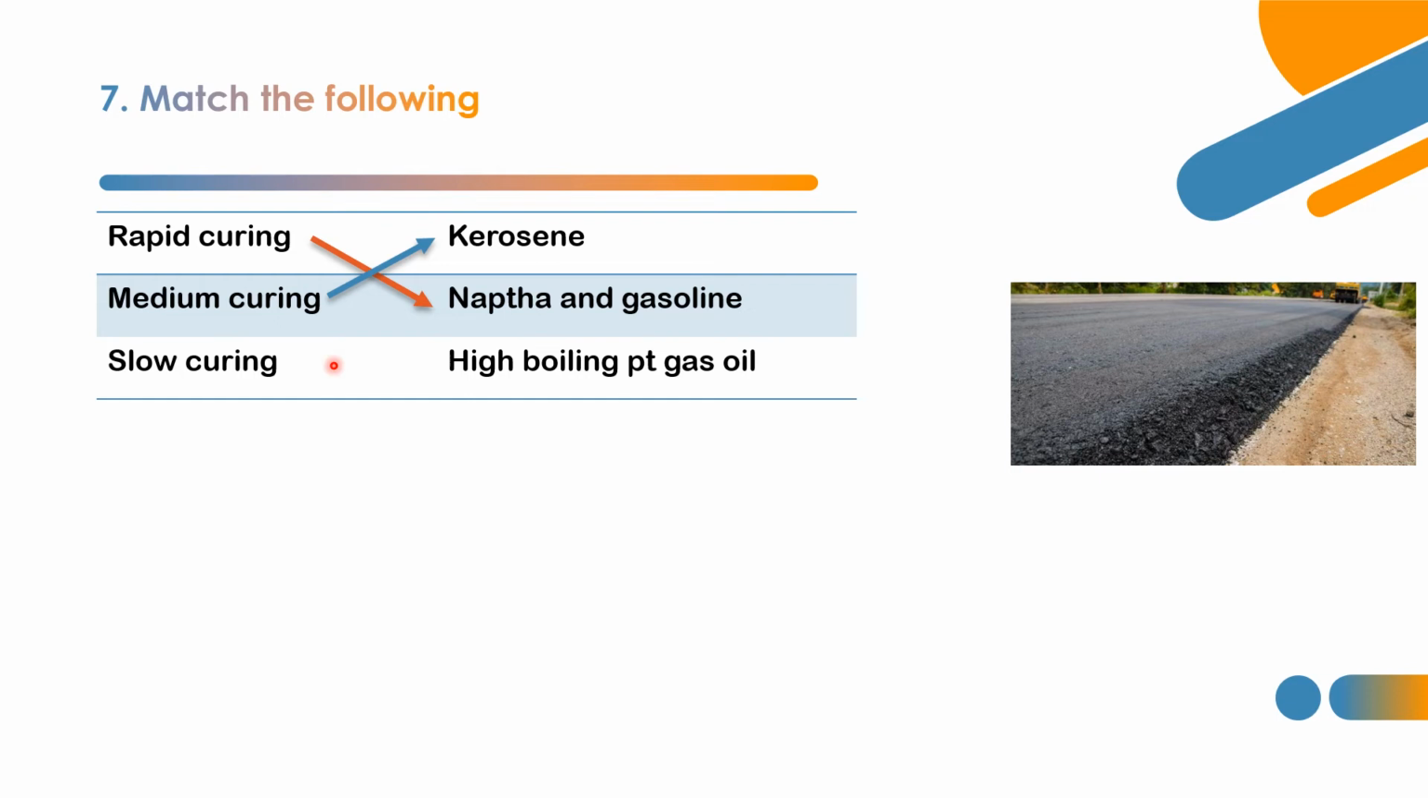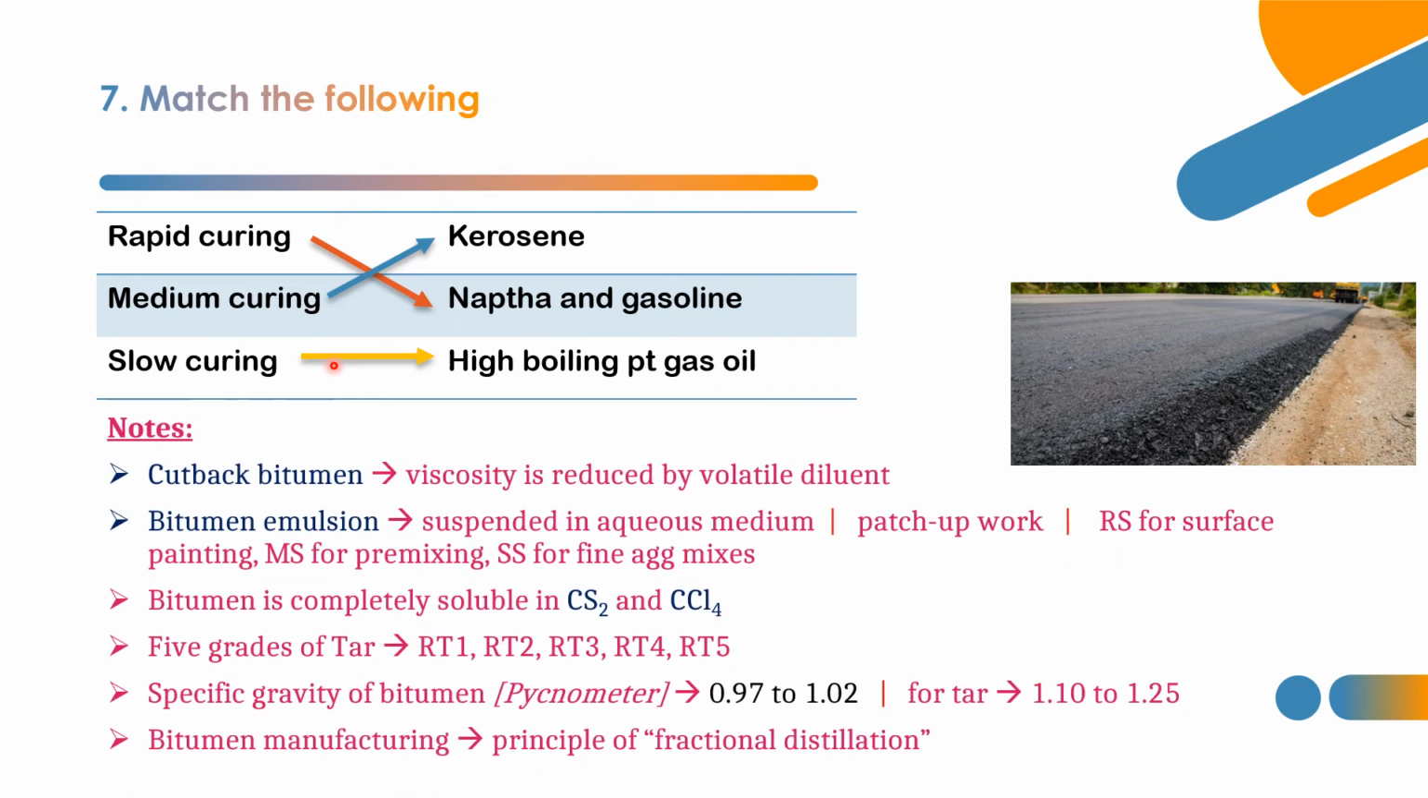For rapid curing cutback bitumen, we have to use naphtha or gasoline. For medium curing, we have to use kerosene. For slow curing, we have to use high boiling point gas oil. Now we shall see what is cutback bitumen and what are the other bitumens available.